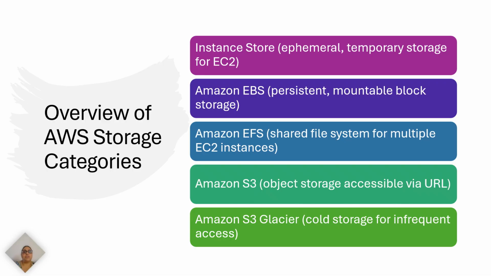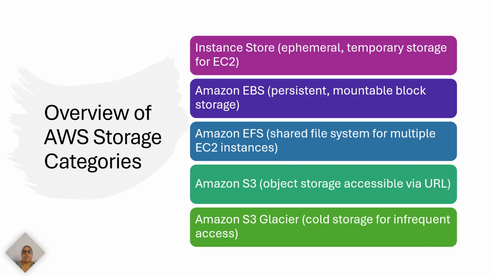AWS offers several storage categories to suit different needs. Instance Store is temporary and tied to your EC2 instance. Great for short-term data like caches or buffers, but it's lost if the instance stops or terminates. EBS provides persistent storage that survives instance stops, making it ideal for long-term data retention.